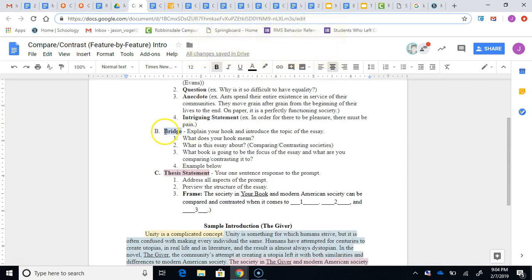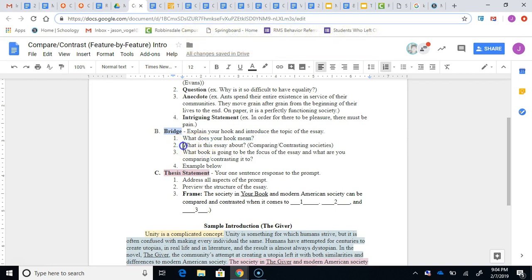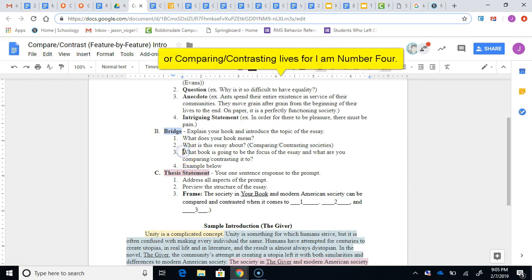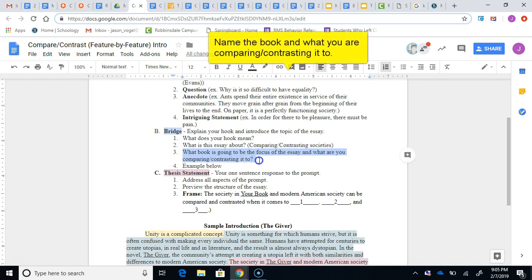The next part you should write is the bridge. The bridge will connect your hook to your thesis statement. The first thing you should do is explain what your hook means. The next part is you should explain what the essay is about without using the phrase, this essay is about. But since you are comparing and contrasting societies, you should say something about that. Finally, you need to make sure to name the specific book that is going to be the focus of the essay and what you are comparing and contrasting it to.